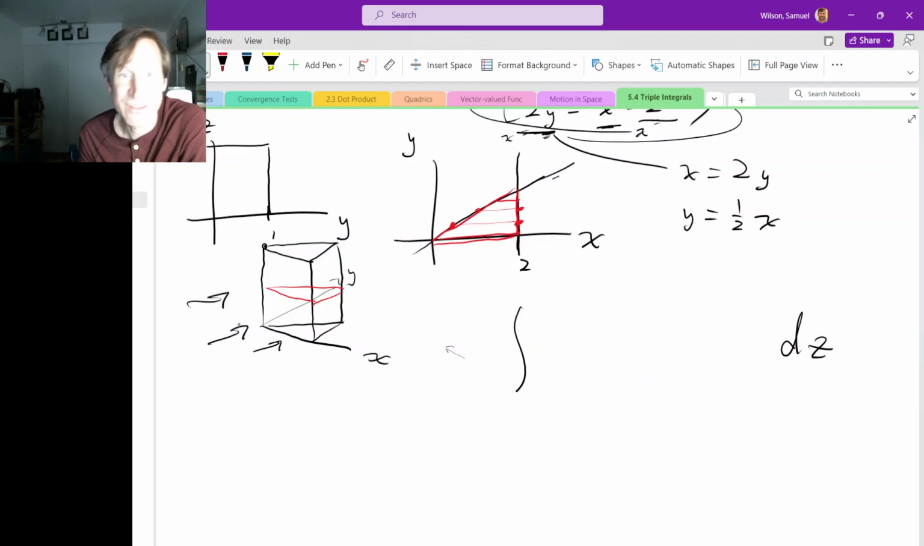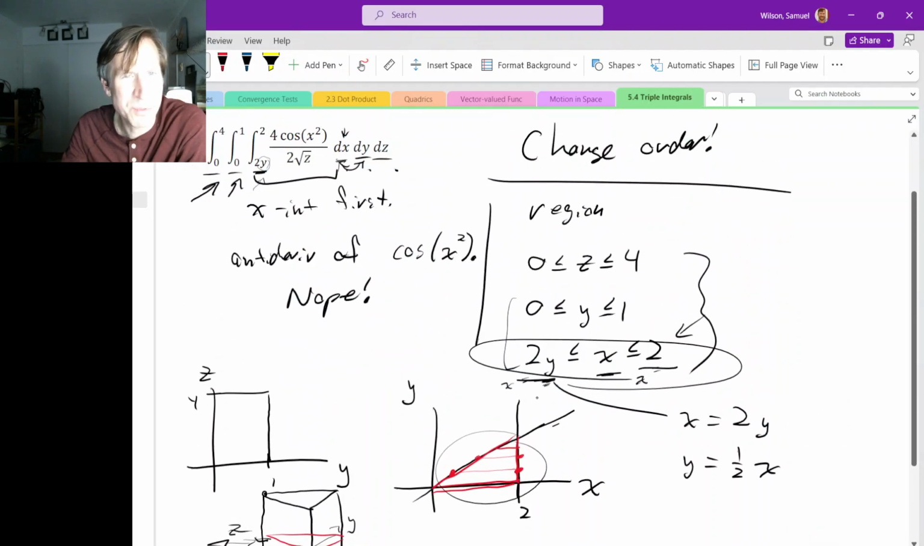Okay, so we're slicing this region at constant z values. So I already have a picture of this cross section at height z, right? It looks like this triangle. And we have cross sections from height 0 up to, what was the upper bound for z? It was 4. Okay.